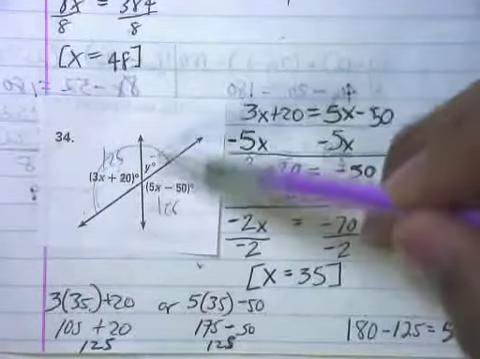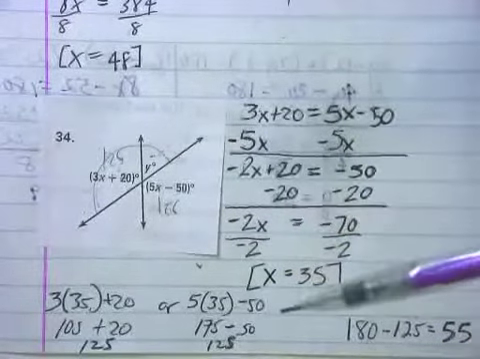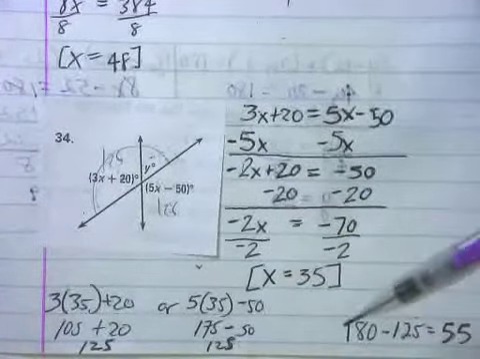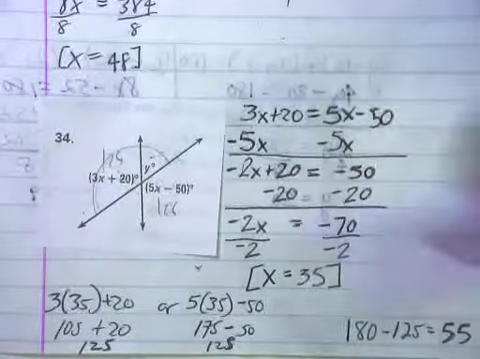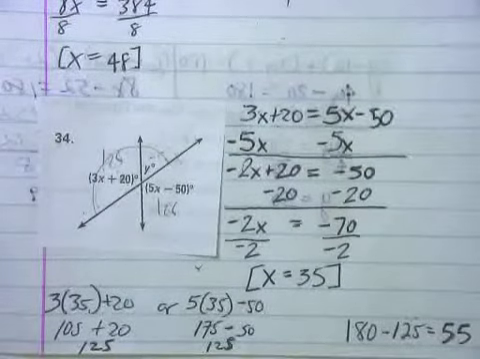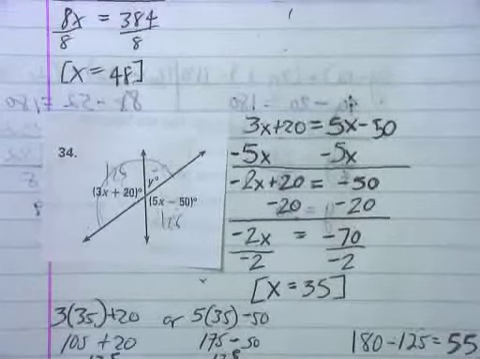And again, it doesn't matter which angle I use because these are supplementary angles, and so are these. These are also supplementary angles. They're also going to add up to 180. So that's why it's very important that you know the measure of these actual angles. And that's question number 34. Let's move on to question number 35.